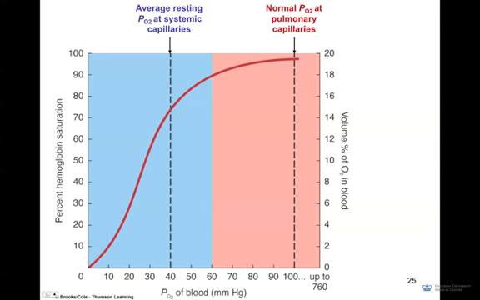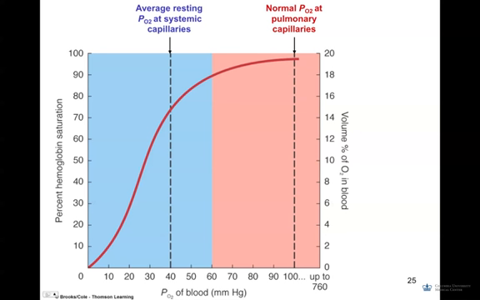So the red line represents this relationship, and if it were a linear relationship, this red line would look like a flat line of some particular slope. However, this red line is actually described as being a sigmoid curve, which is kind of an S-shaped curve. So this is really the relationship between the PO2 of blood and the percent hemoglobin saturation.